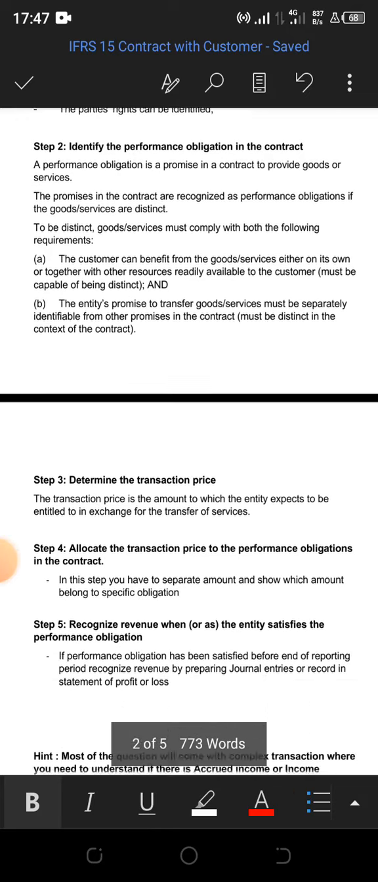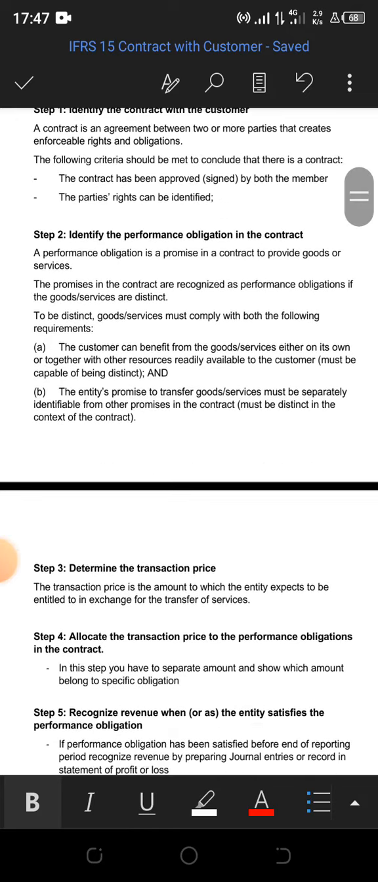All right, step number two is very, very important, guys. Remember, we can't recognize the revenue if this step is not met. In order for us to recognize revenue, the company must first perform. The payment does not matter. As long as the company performs, then we can recognize revenue.